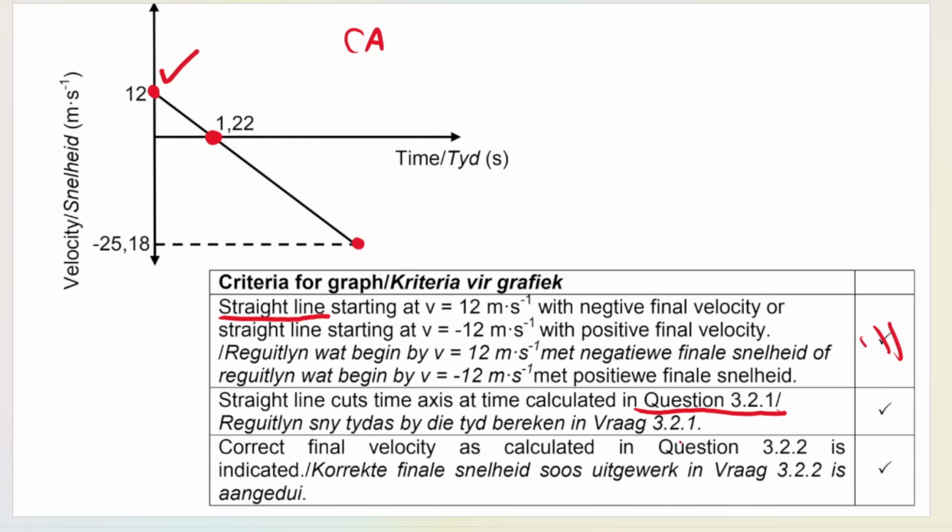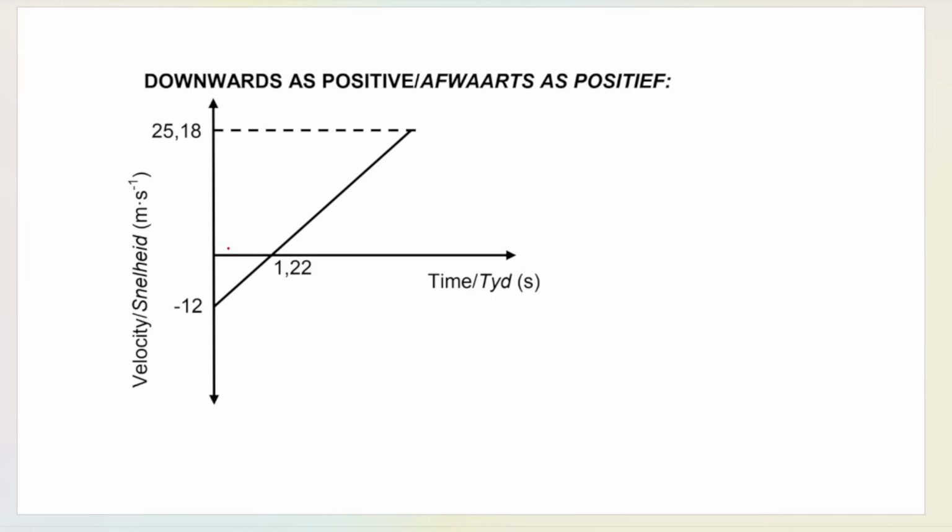And the correct final velocity that you calculated in 3.2.2, you plot over there. It obviously has to be a negative. If you chose down as positive, this is how your graph will look. Same points, except if you chose down as positive, your initial velocity is going up, which would make it negative. Your final velocity is going down, which would make it positive. It's kind of like a mirror image of the previous graph. Your time would still be on the x-axis, 1.22, or whatever you calculated.